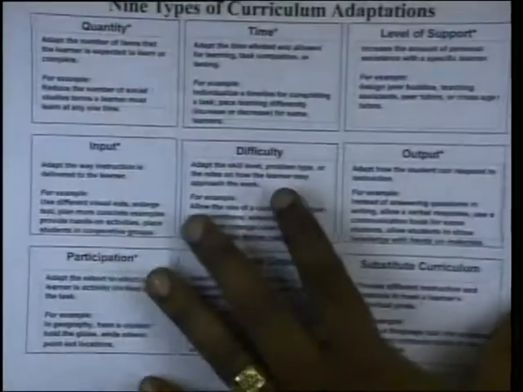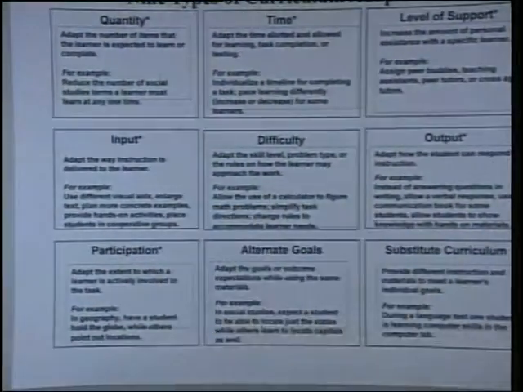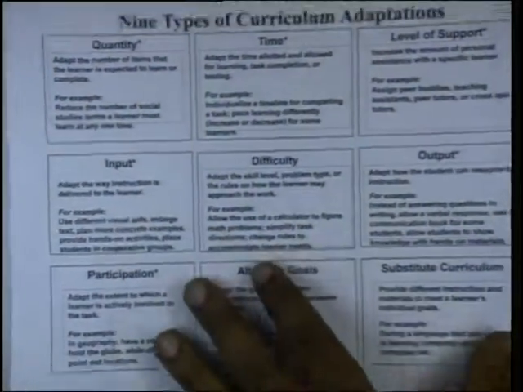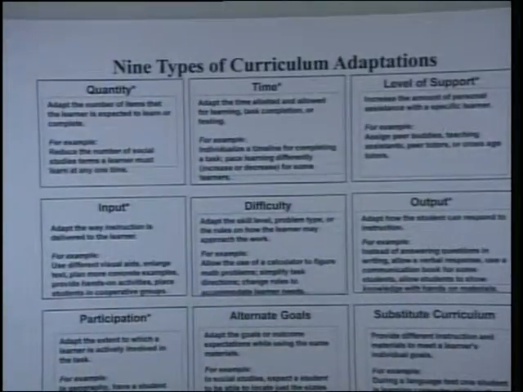There are 9 types of curriculum adaptations, and I'll go through them again. Number 1 is quantity. Number 2 is the time, and time again is giving them probably extra time to complete the task. Number 3 is your level of support. You might want a teacher assistant such as Sherry to come in and improve on that support system for that child in an inclusion model.